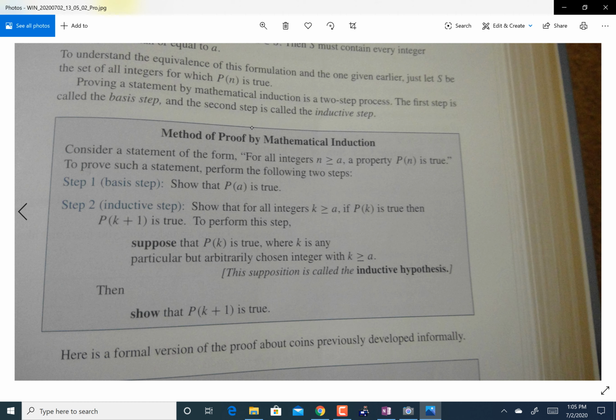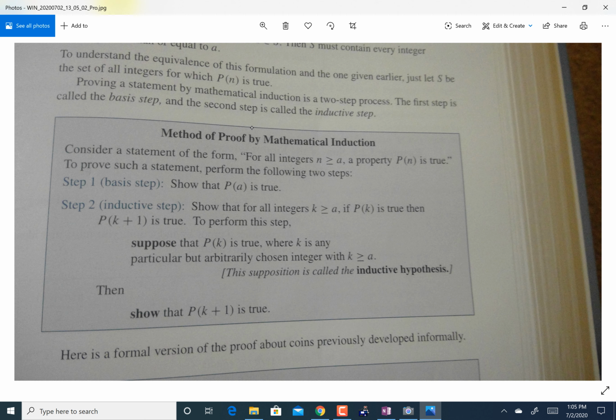So here they are. So the considered statement. So for n, blah, blah, blah, P of n is true. Okay, cool. So the basic step is show that P of a is true. In other words, show that it works for the first term. Okay? And the inductive step is show that for all integers k bigger than a, if P of k is true, then P of k plus 1 is true. So we're going to suppose P of k is true, where k is any particular arbitrary value bigger than or equal to a.